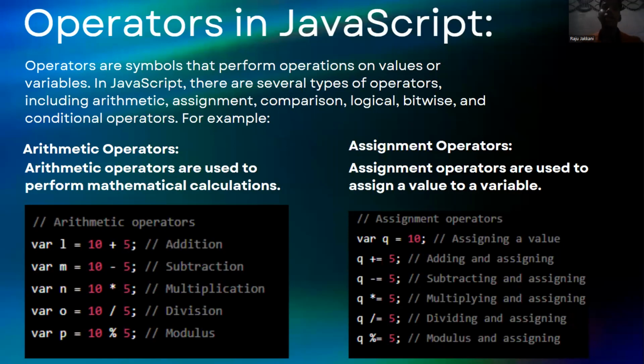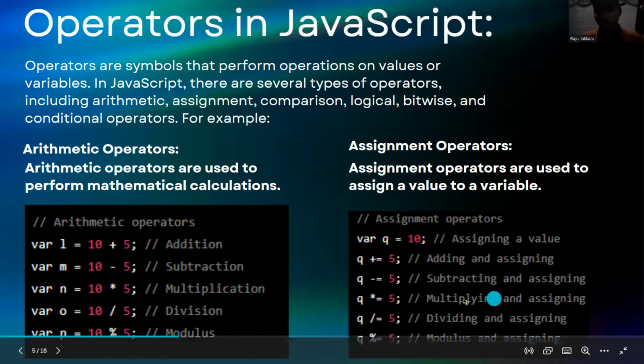And now the next is the assignment operator. It is used to assign values to a variable. For example, q equals to 10. We assign the value 10 to the variable q, or we can write q plus equals 5, which adds 5 to q and assigns the value back to q by incrementing it by 5.